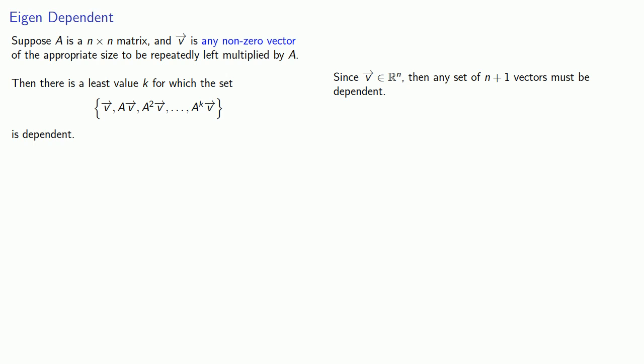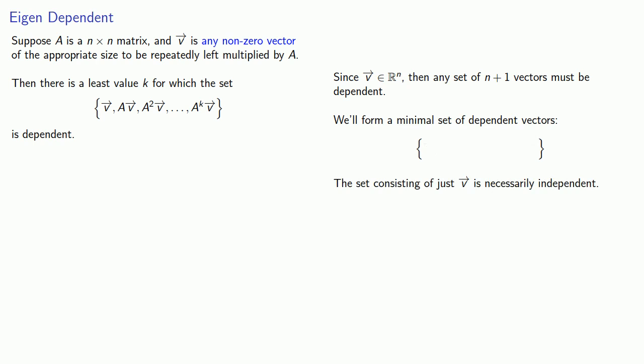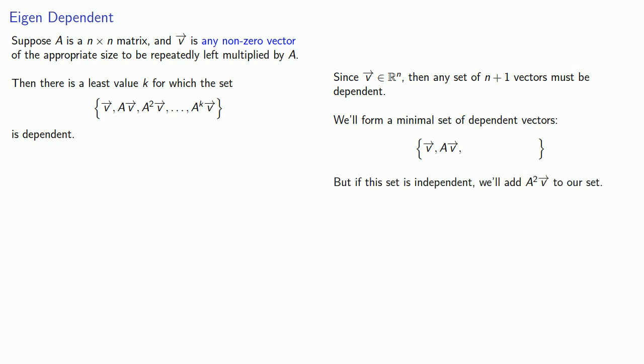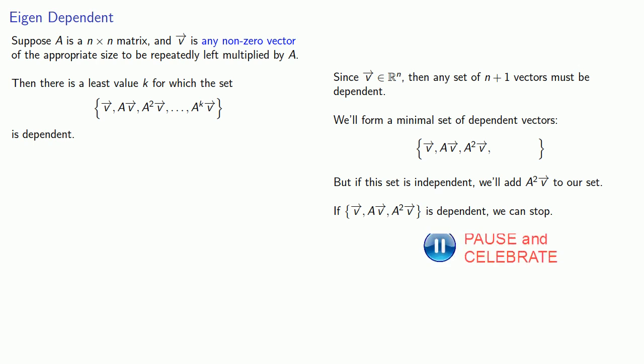Now we'll form a minimal set of dependent vectors, and we can do that as follows. The set consisting of just the vector v is necessarily independent, so we'll add Av to our set. If the set v, Av is dependent, we can stop. But if the set is independent, we'll add A squared v to our set. And if the set v, Av, A squared v is dependent, we can stop. Otherwise, lather, rinse, repeat. And eventually, we'll get to a set where when we add A^k v, we now have a dependent set.